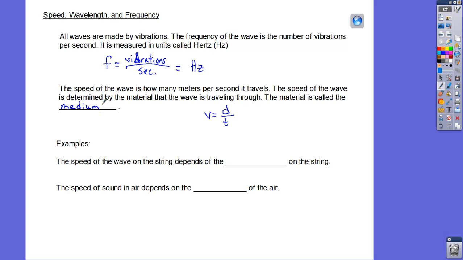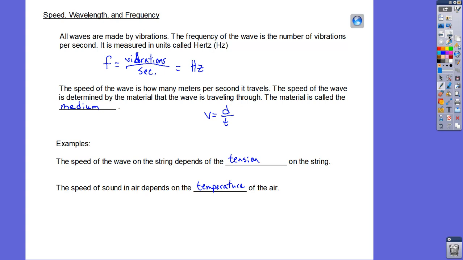So the speed of the waves on the string depends on the tension on the string, and the speed of sound in air depends on the temperature, which is basically related to the density of the air. We usually just say it depends on temperature. So the speed of sound is actually greater the higher the temperature. So that's an important thing.